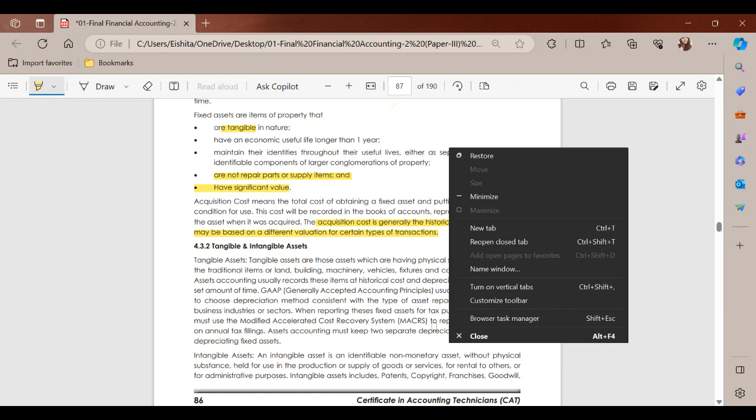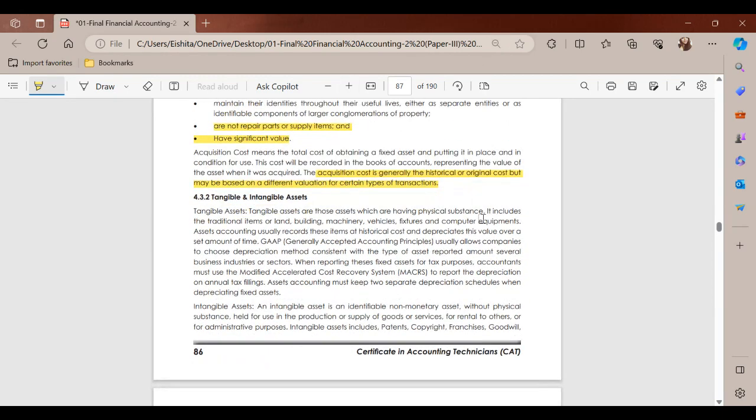In the fixed assets or the PP&E, there will be tangible assets which will be depreciated, and there will be intangibles like the IPR, goodwill, brand. Those will be amortized. Depreciation and amortization: depreciation for tangible and amortization for intangible. Tangible assets are those assets which have a physical substance. It includes the traditional items of land, building, machinery, vehicles, fixtures, and computer equipment. Asset accounting usually records these items at historical cost and depreciates this value over a set amount of time.